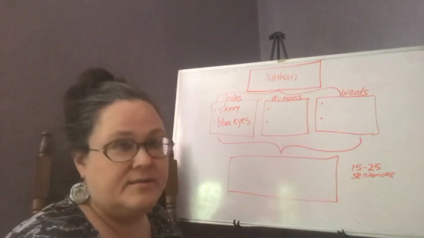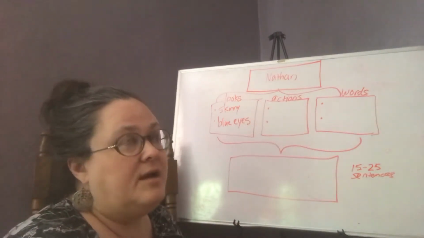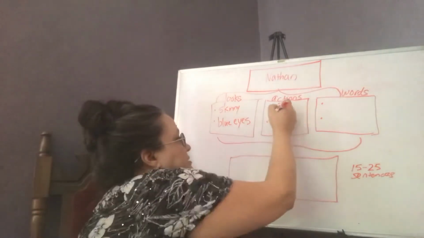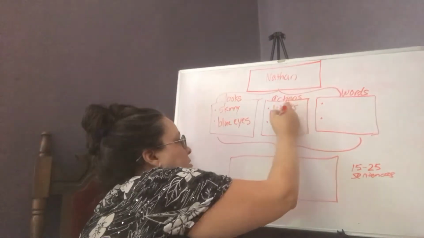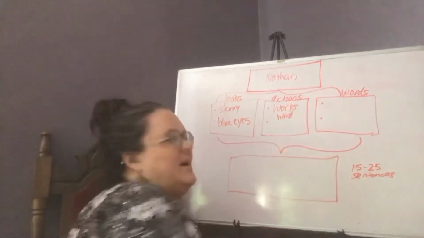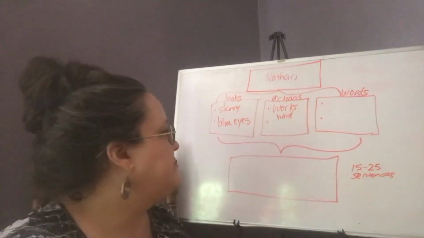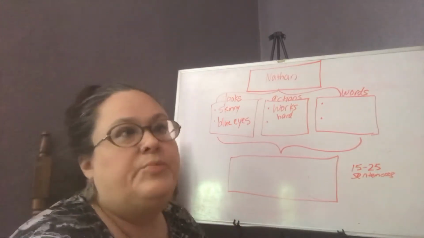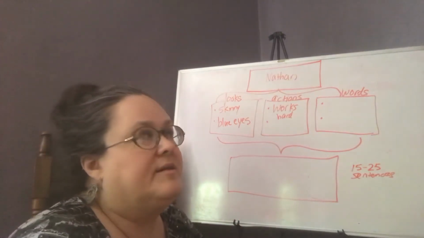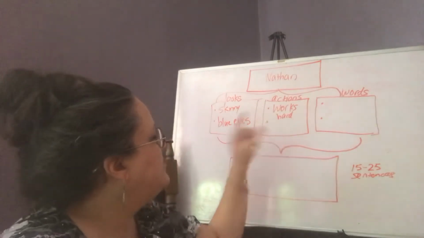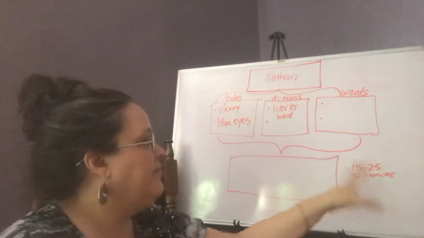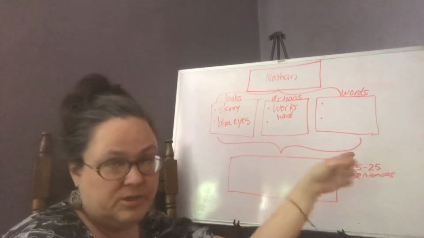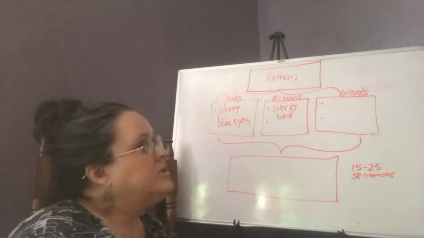His actions. Okay, he is a kind of person who likes to get things done. He works hard. So I'm going to put that under actions. And let me think. I might have to come back to it to think of another thing. You can have 2 or 3 or 4 things, however many it takes to have 3 to 5 sentences under each paragraph. He works hard.